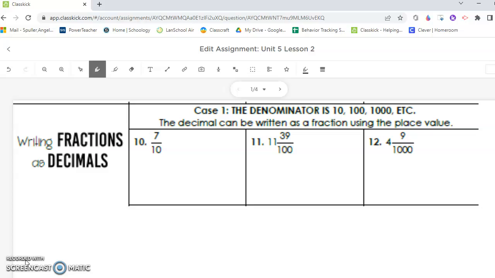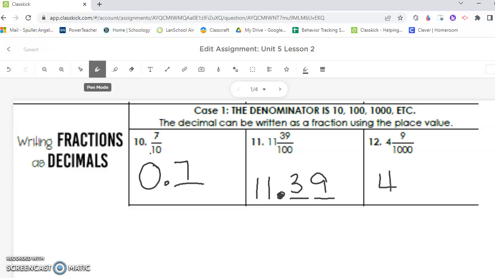So the first thing we need to do is just put our 0 and then our decimal. And then we notice that it says tenths. So tenths is here. I'm going to put my 7 in the tenths. Now look at number 11. Let's say 11 is my whole number, right? So that goes before the decimal. I know that I got to get to the hundredths place. So I'm going to put 39 like this. Here we go again. 4 is before the decimal because it's a whole number. Tenths, hundredths, thousandths, put the 9 there. Fill in with the zeros.